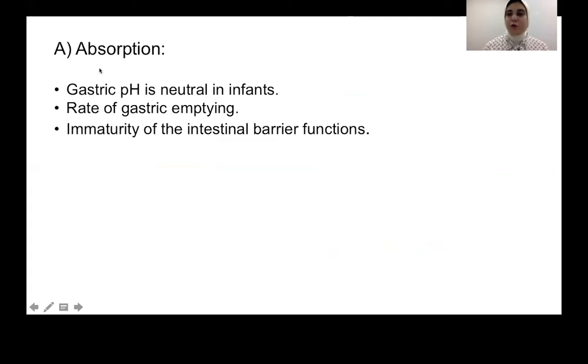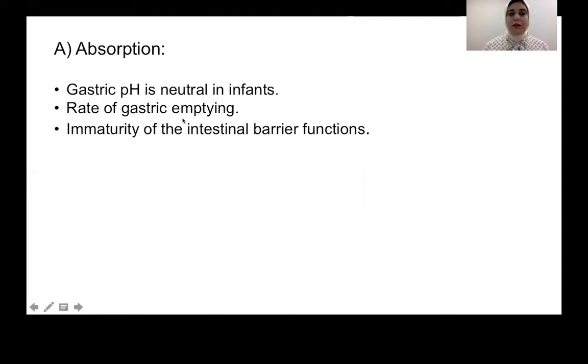First, absorption. What happens for absorption in the pediatric age group? Why is it special? The gastric pH is neutral in infants. It means the pH is not 2 like in adults. This can affect the absorption of some drugs.